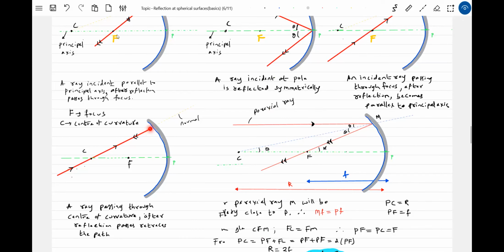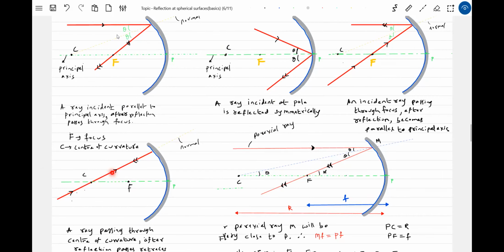Don't say it goes undeviated. Angle of incidence equal to angle of reflection, so it will retrace its path here. Fine. So these are the primary rays which I'll be using to trace out the image.